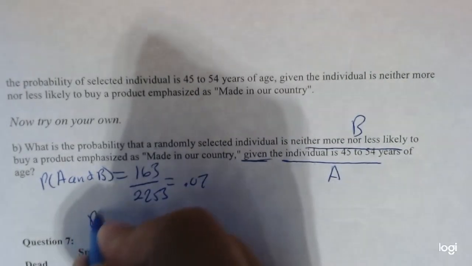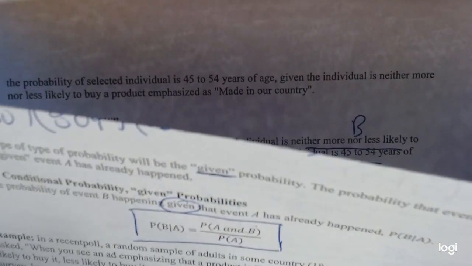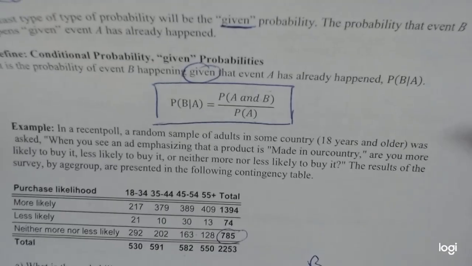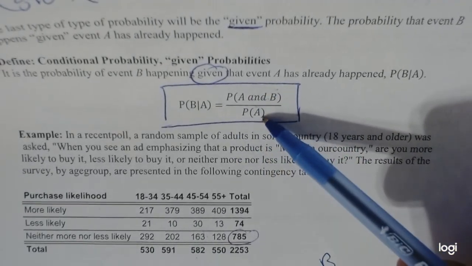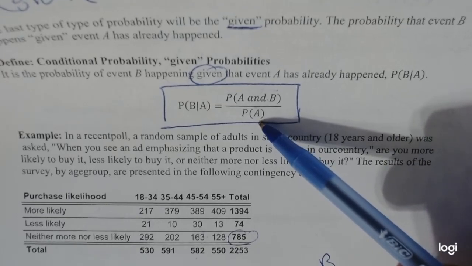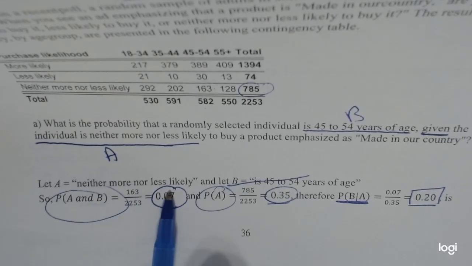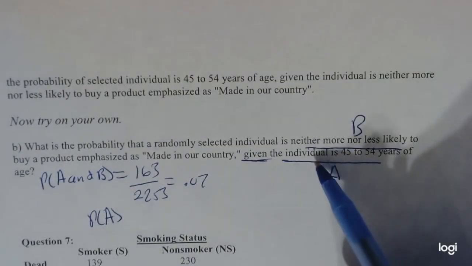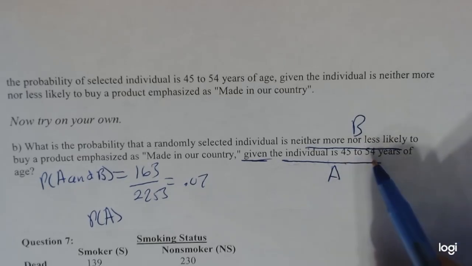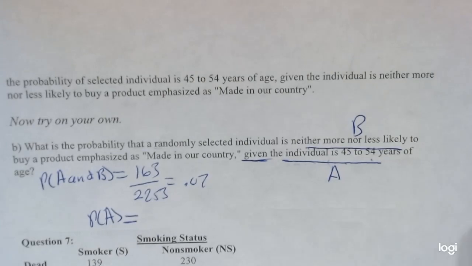Now we want the probability of A. Again, always going back to the equation. If you're ever stuck, you have the equation, just follow the directions that the equation tells you to do. So we found the top number. Now we need the bottom number. Remember, in the last example, the probability of A was neither more or less likely. In our example here, the probability of A is someone who is between the ages of 45 and 54. Like I said, they swap places. It's not always going to be that portion.